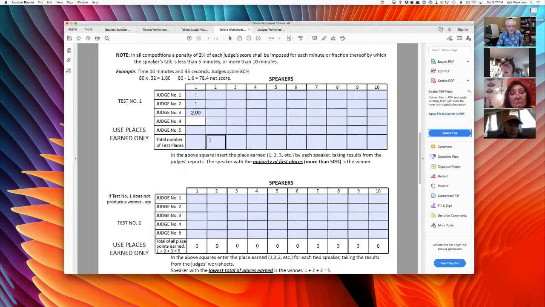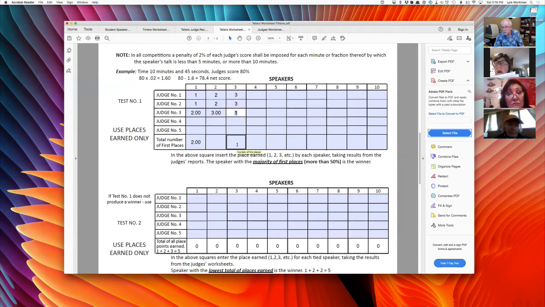All right, so that you'll understand. He has 2 first places, so a 2 would be entered there. Fair enough? Everybody understand? Then speaker number 2 has 2 second places and a third place. He would have no first places. And then over here, this person would have a 1 here, a 3 here. You see how it works? 1, 2, 3, 1, 2, 3, 1, 2, 3.